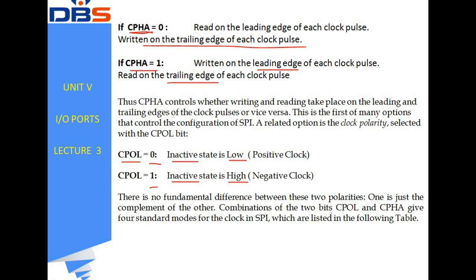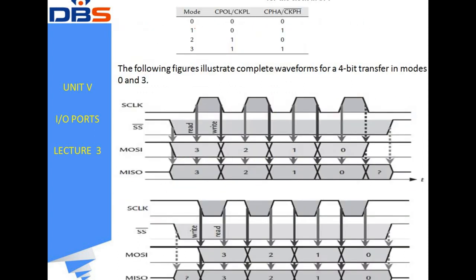So the combination of two bits, CPOL and CPHA, clock polarity and clock phase, gives 4 standard modes in SPI, which are listed in the following table. Based on the clock polarity and clock phase, there are 4 modes here.